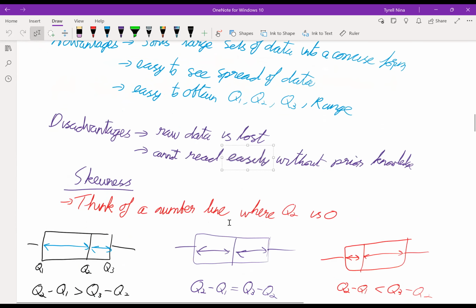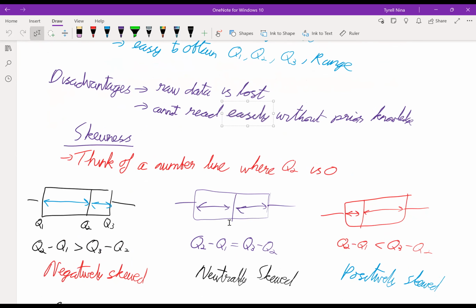All right. Skewness. Think of a number line where Q2 is 0, right? If Q2 minus Q1 is greater than Q3 minus Q2, you have more stuff on the negative side. That's negatively skewed. If they're equal, you have neutrally skewed or no skew. And then this one, if this is 0, you have more stuff on the positive side, so it is positively skewed. That is for when they ask for the shape of the distribution. All right?